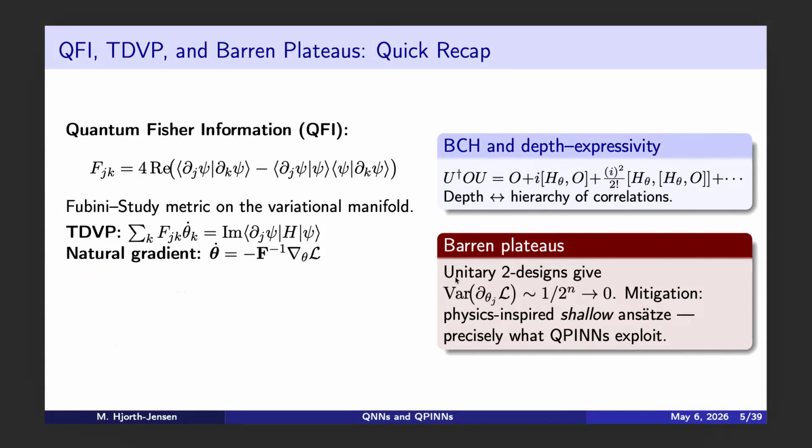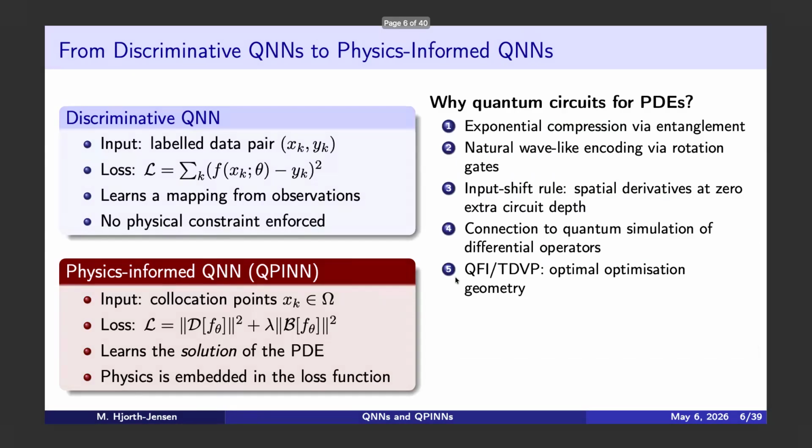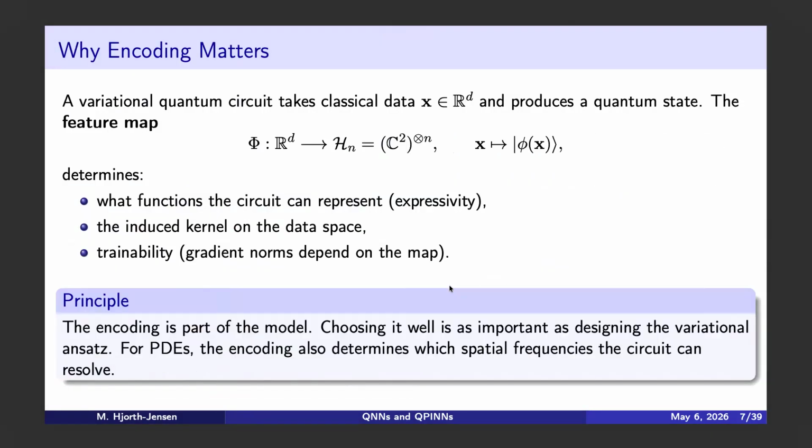And it's actually given by the covariance of the derivatives of the score functions. And coming back to that, the typical approach, which we then need to deal with after we have discussed this, is then the input encoding. And the encoding is actually part of the model, and choosing it well is as important as designing the variational ansatz. For PDEs, the encoding also determines which spatial frequencies the circuit can actually evolve. So in the example where we solve a partial differential equation, the type of encoding actually plays an important role.